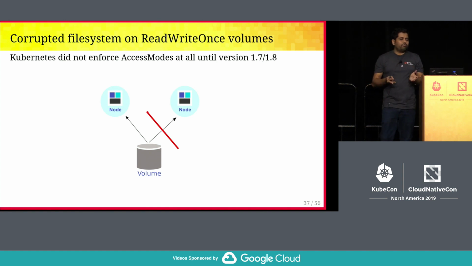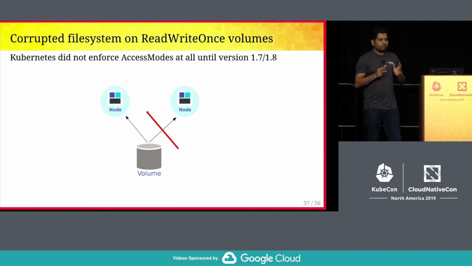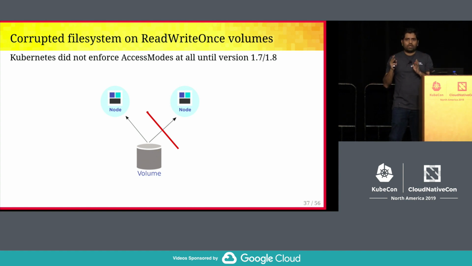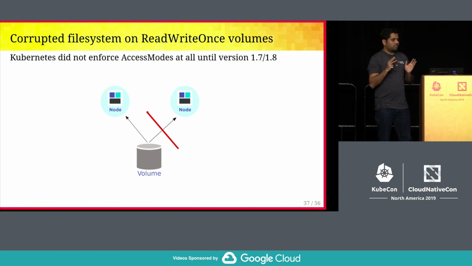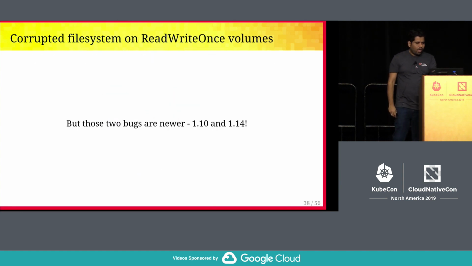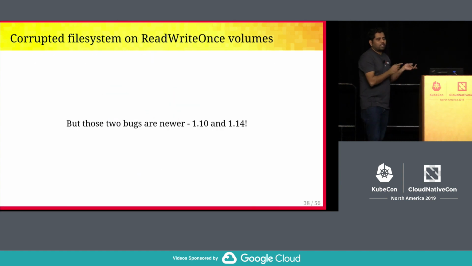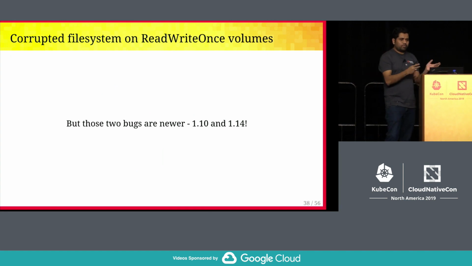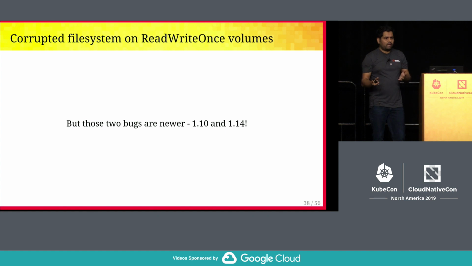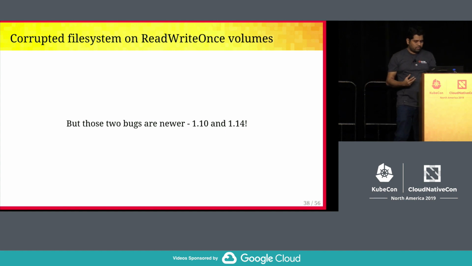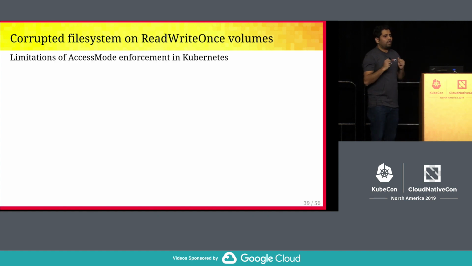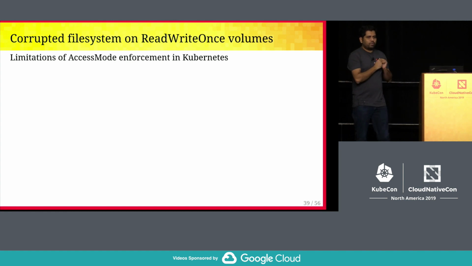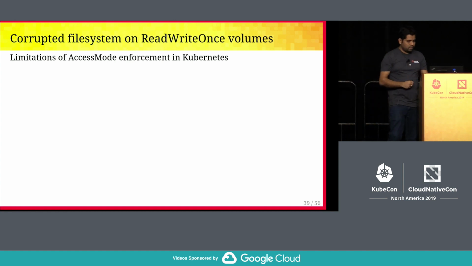We started enforcing access modes in Kubernetes, so that you could not attach a volume that has ReadWriteOnce on multiple nodes at the same time. But you may notice that the bugs we talked about in the beginning were for 1.10 and 1.14. So if this fix was made in 1.7 or 1.8, how come these bugs are still present? That's surprising. So we need to learn about access mode enforcement in Kubernetes and what its limitations are.